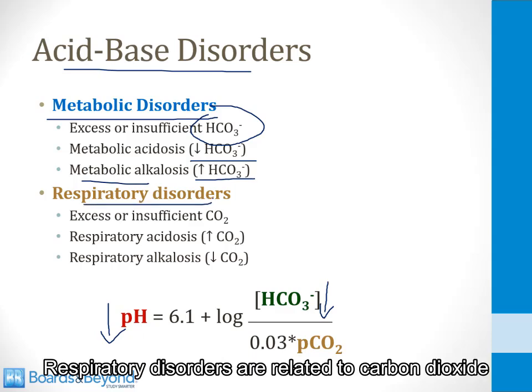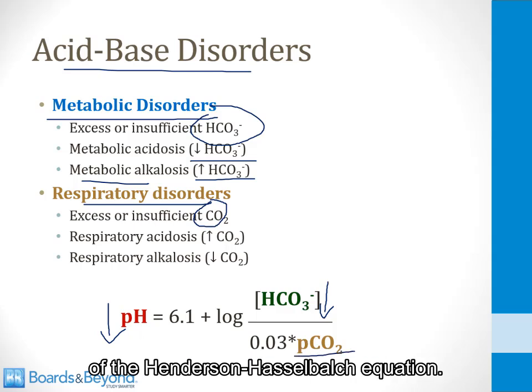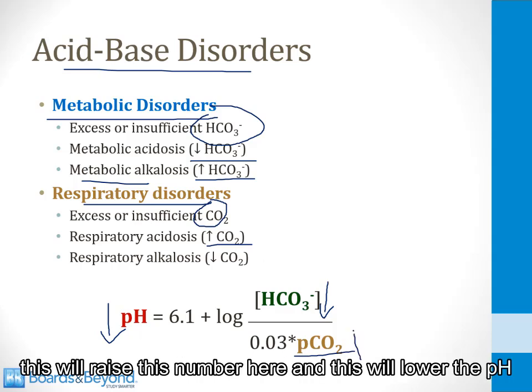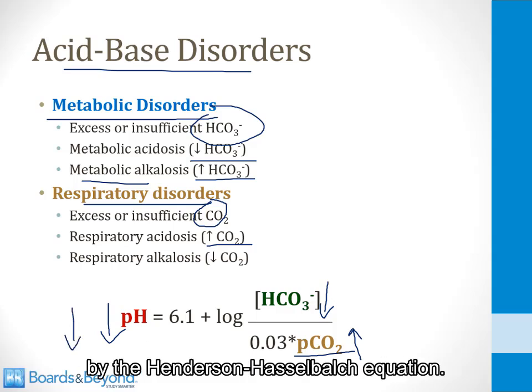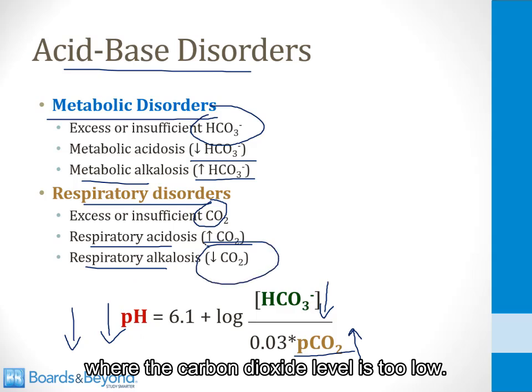Respiratory disorders are related to carbon dioxide, and carbon dioxide's in the denominator of the Henderson-Hasselbalch equation. So if there's too much CO2, this will raise this number here, and this will lower the pH by the Henderson-Hasselbalch equation. That is called a respiratory acidosis. In contrast, a respiratory alkalosis is where the carbon dioxide level is too low.